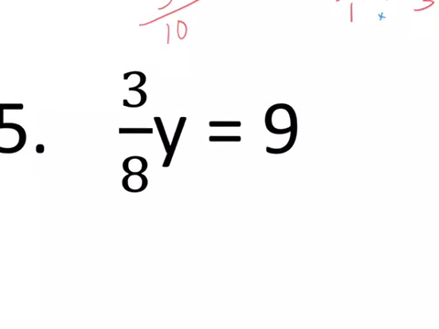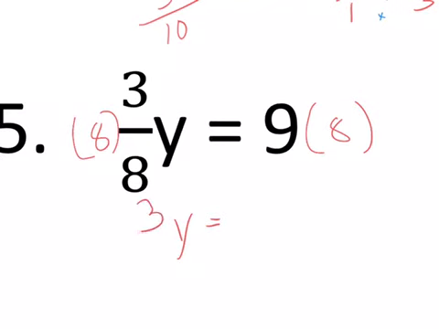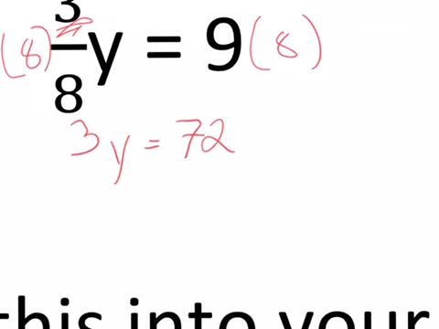Looking at our last one, 3/8 y equals 9. I'm going to multiply both sides by 8. Get 3y, sorry, 3y. That's a mistake that you can easily make, just saying that it cancels out, but you still have to remember that numerator there. So I apologize for that. So 3y equals 9 times 8, 72. Now, I need to divide both sides by 3.